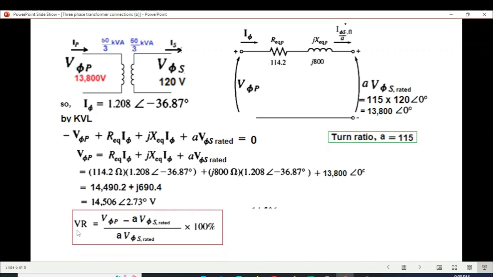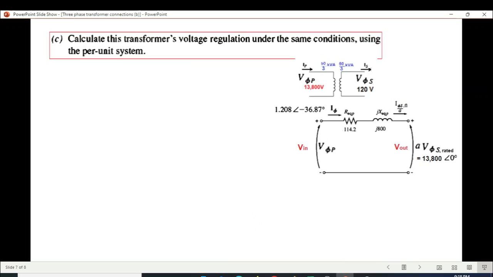Okay, now we can apply this formula for the voltage regulation. We know all the parameters. 14506, this is the magnitude only we are using. Similarly, the second one from here, 13800, we'll just use the magnitude, divided by 13800. So VR will be 5.1%. Now we come to part C.